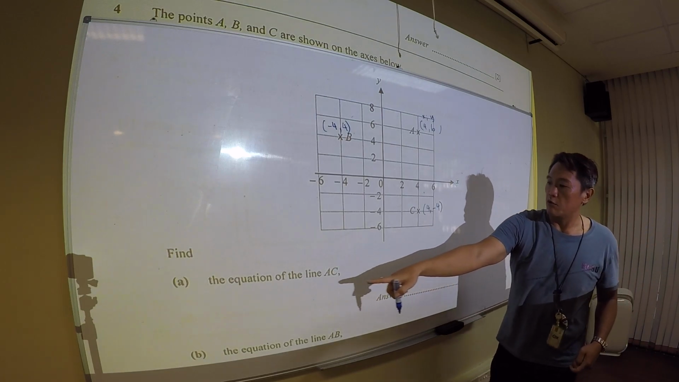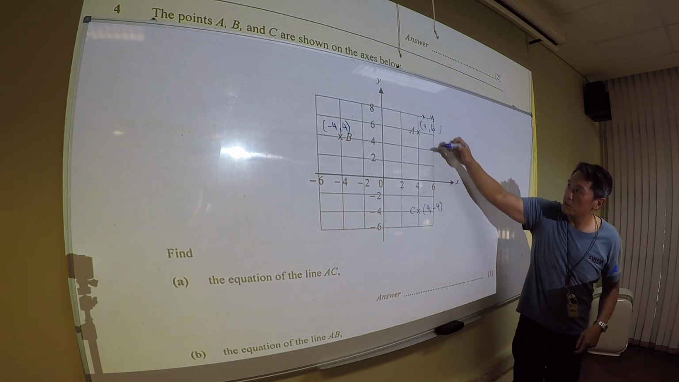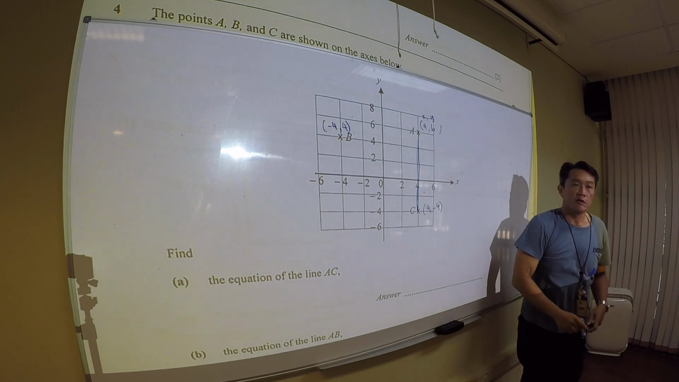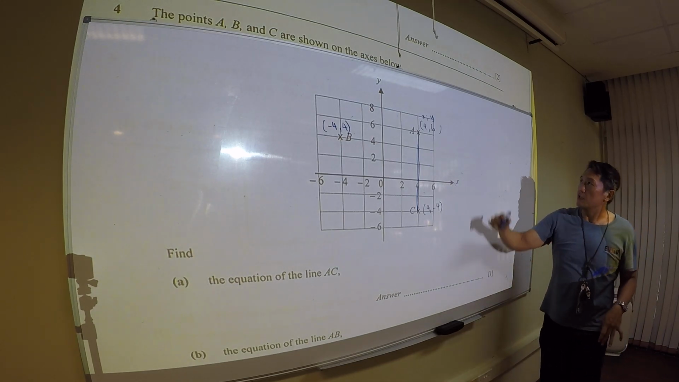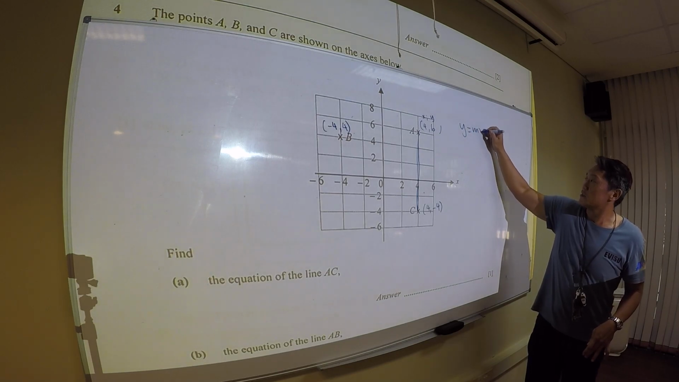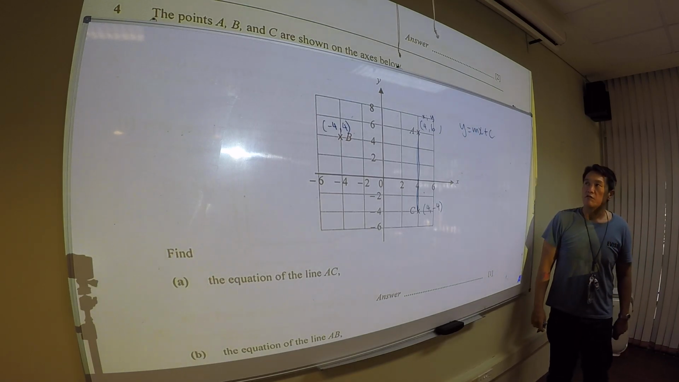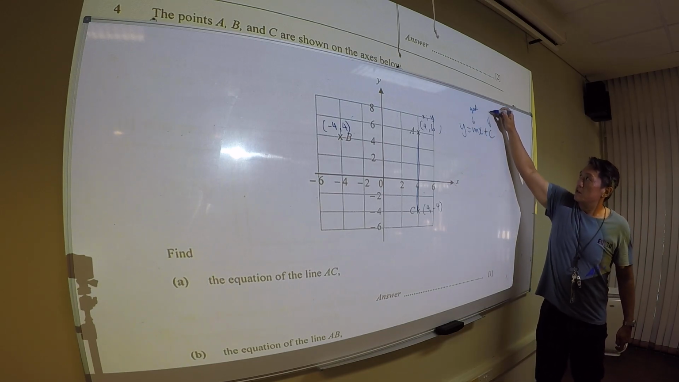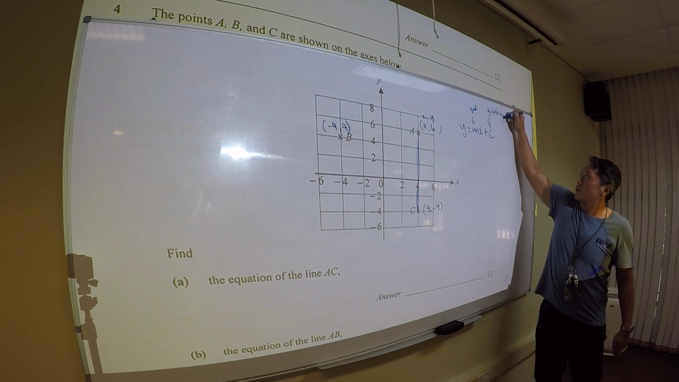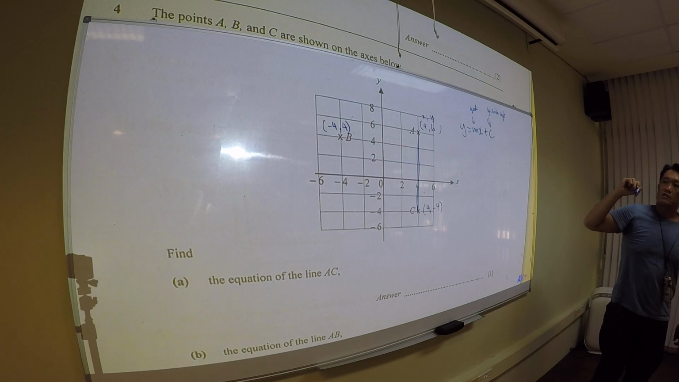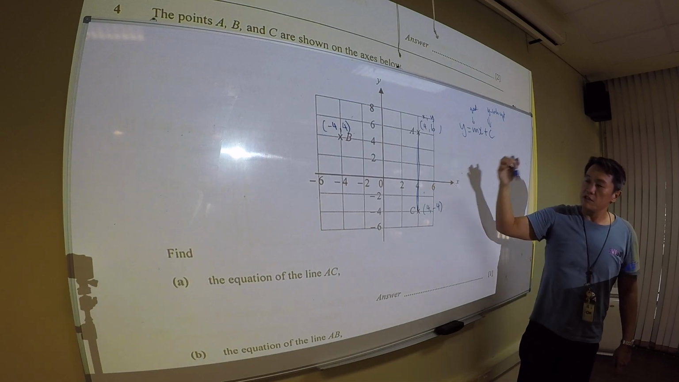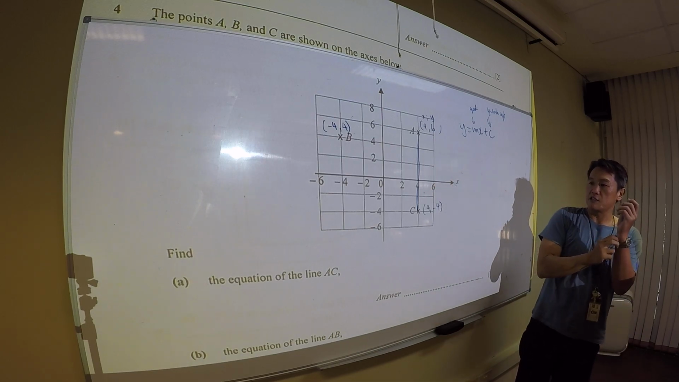Okay? Equation of the line AC. AC means this line. It is a straight line. Usually, straight lines have this equation, y equals mx plus c, where m is the gradient and c is the y-intercept. But there are 2 exceptions for this straight line equation. These 2 are special cases. Exams will always still ask them, so you must know these 2 special cases.